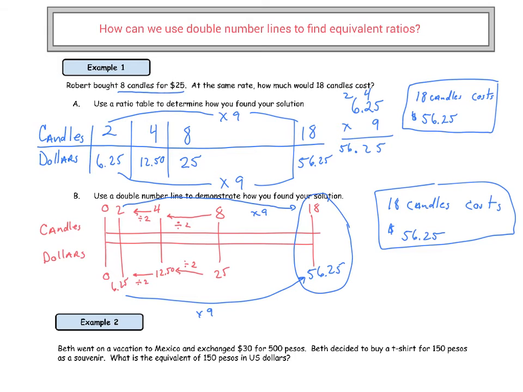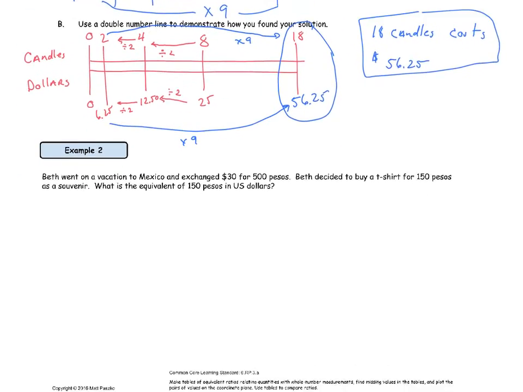I think that you can see the relationship between a ratio table and a double number line. They are very similar. In fact, you can see that it was the same exact process. We started with 8 to 25, and we ended up breaking the ratios down twice in order to build it back up. Let's move down to example number 2.